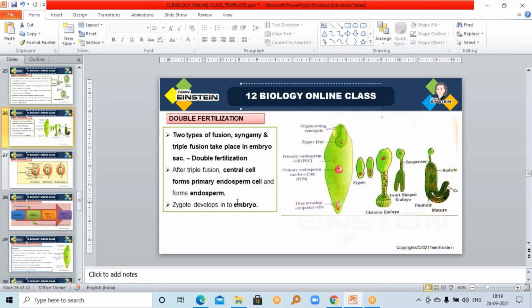Later it will give rise to endosperm, and the egg and first male gamete fuse to form the zygote, which is in diploid condition. That diploid zygote will divide and redivide, forming an embryo. Zygote will give rise to embryo and primary endosperm nucleus will give rise to endosperm. Don't get confused. Here the central one, the primary endosperm nucleus, will give rise to endosperm and zygote will give rise to embryo.